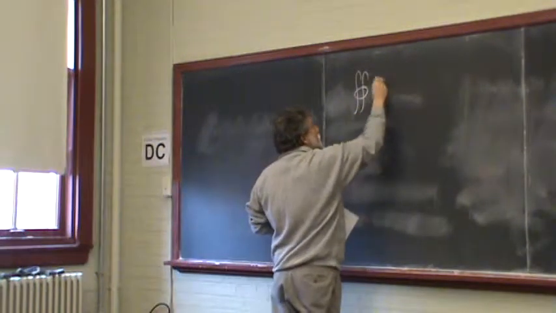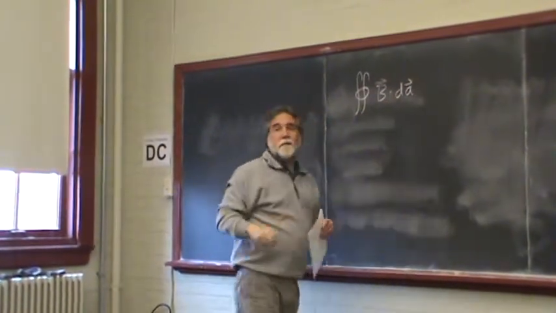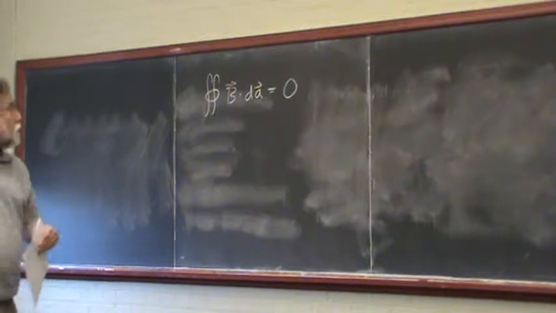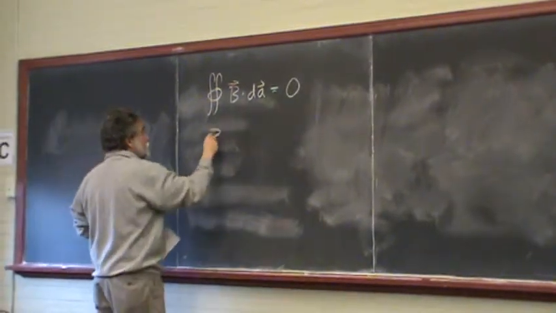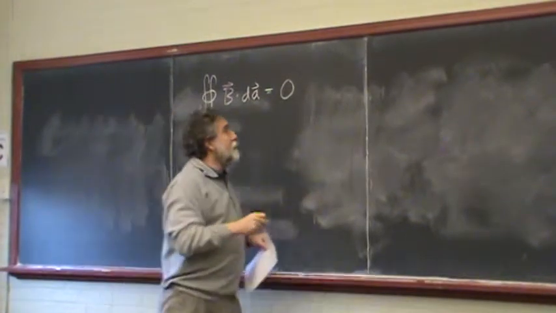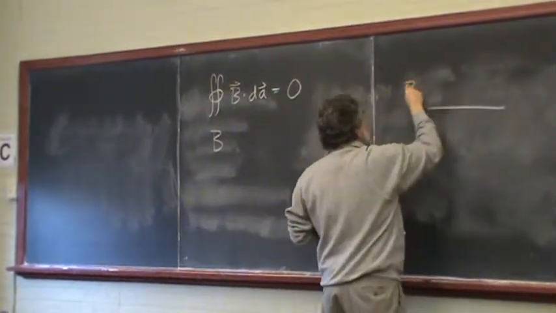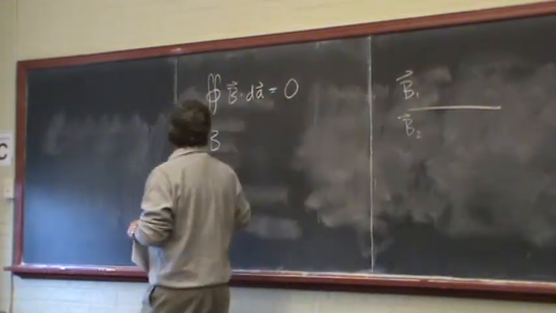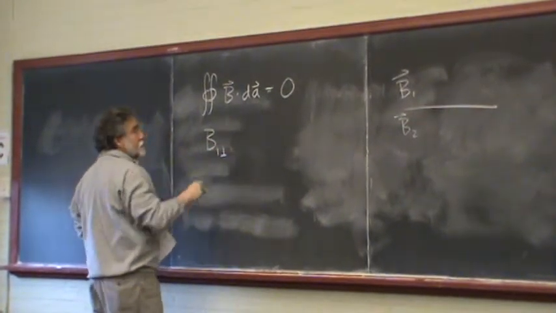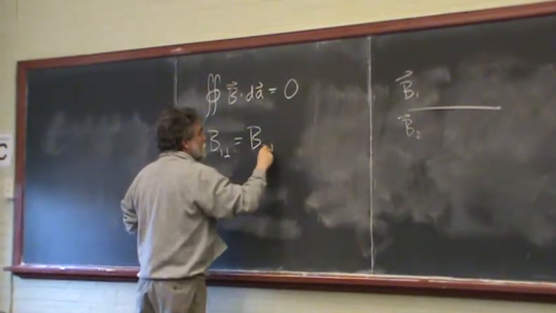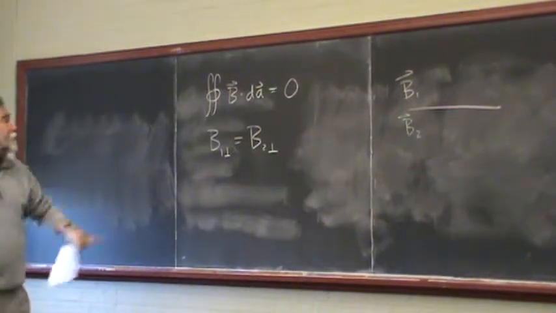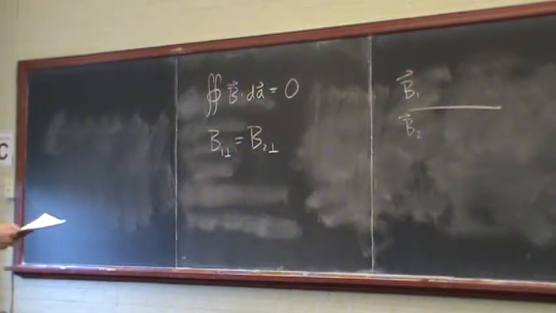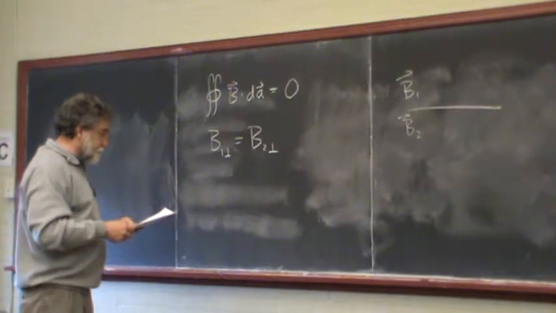But to the best of our knowledge, Gauss's law for magnetism says that the flux through a closed surface is equal to 0. And what this boils down to is that if I have an interface between two media, the magnetic field in medium 1, the magnetic field in medium 2, that B1 perpendicular to the surface is equal to B2 perpendicular to the surface. And that follows from Gauss's law for magnetism. There can be no distribution of monopoles along the surface.